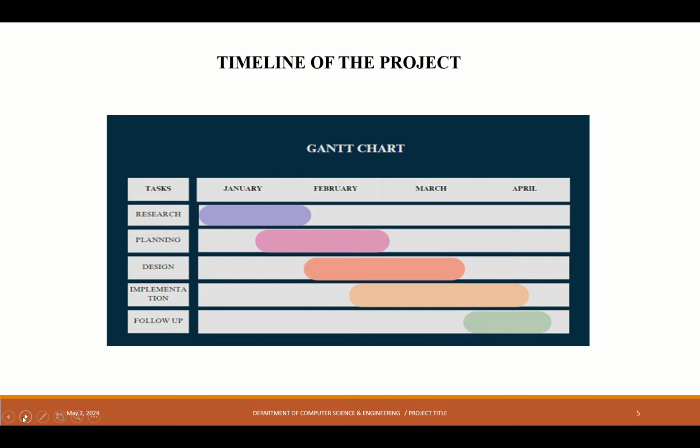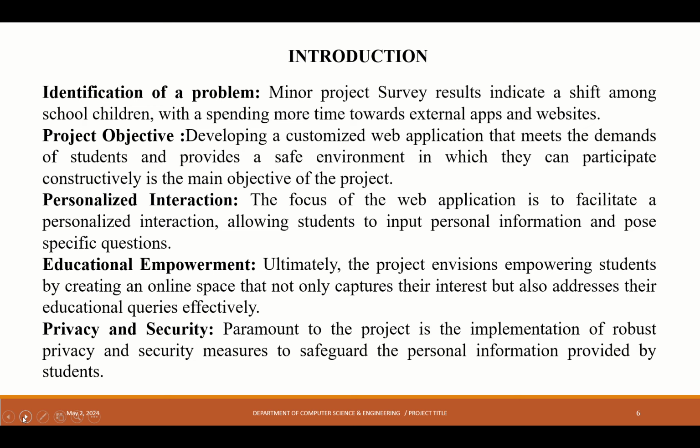The introduction says that the project is a minor project with survey results. They identify the type of students spending time on external apps and websites, and also the project objectives and educational empowerment. Mainly we look at privacy and security for the students and the personal information provided by the students. The literature review has been shown here, and also the design of the methodologies.